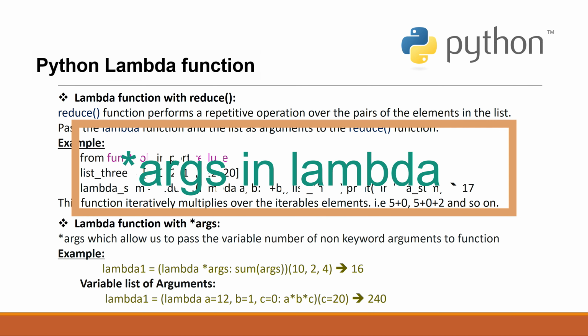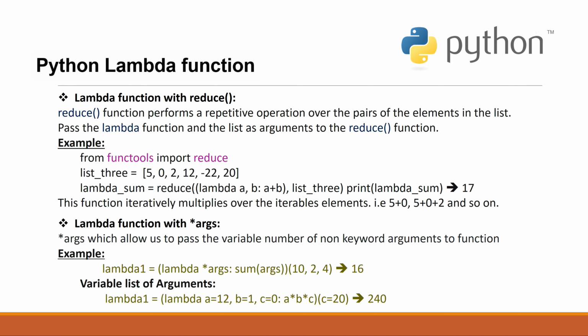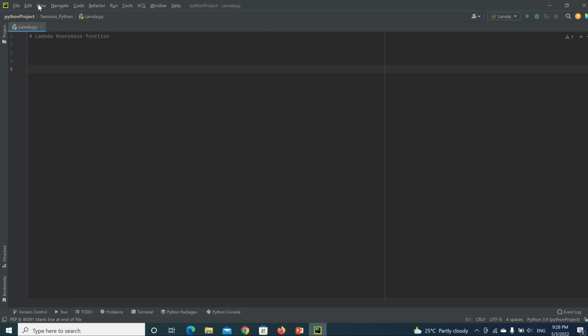Next, arguments. How are we going to deal with arguments? When we have a number of arguments which we want to work on with the lambda function, how are we going to achieve it? Let's see in the live working session.